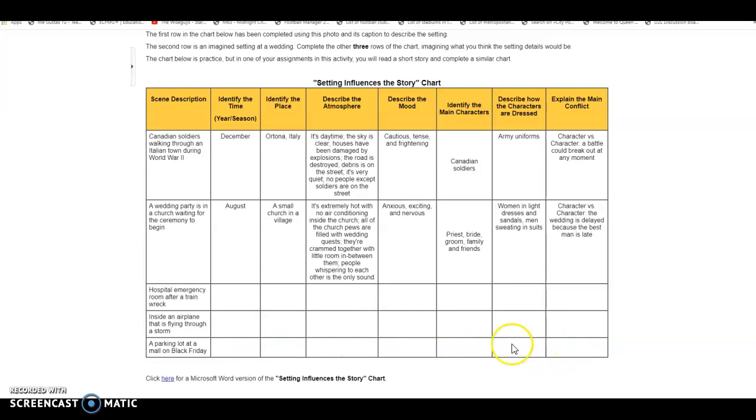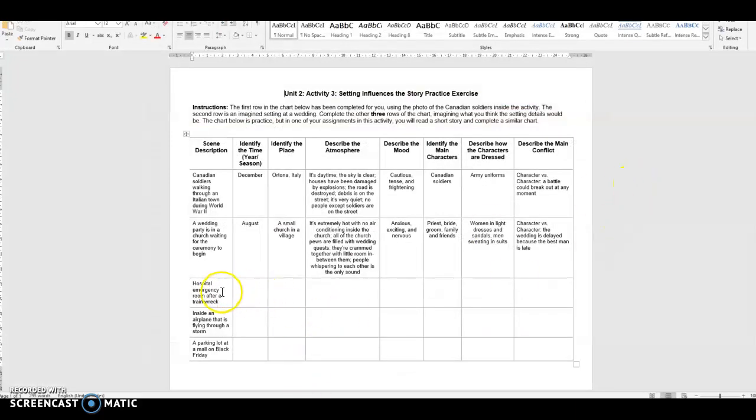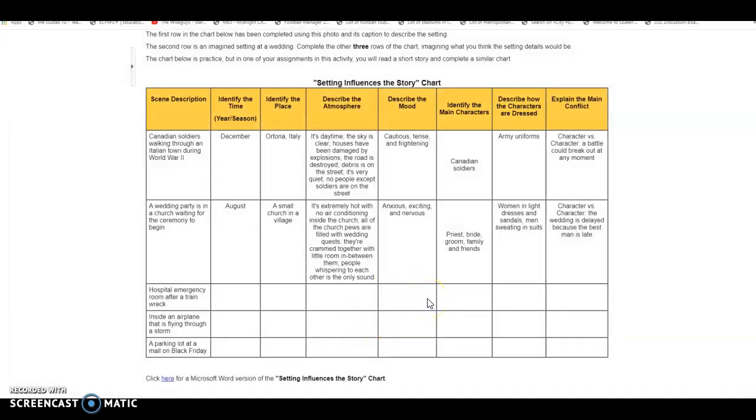If you want, you can click here and you can download a Microsoft Word version of this. And it's going to look like this. And you can just fill in those three rows right here. And if you want, you can send your answers to me. It's practice. I'm not going to grade it, but if you want me to take a look, I will. Okay, but you're going to have to do something similar to this in the assignment in this activity.